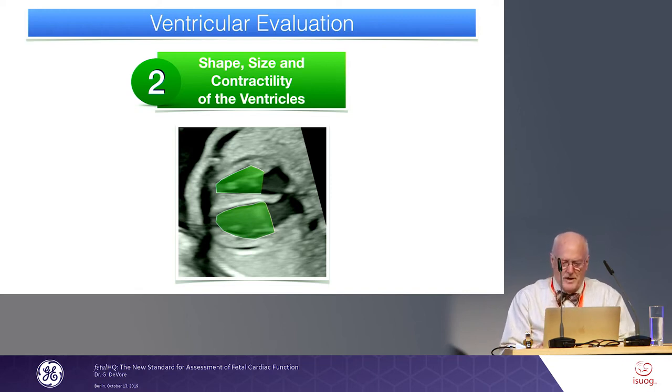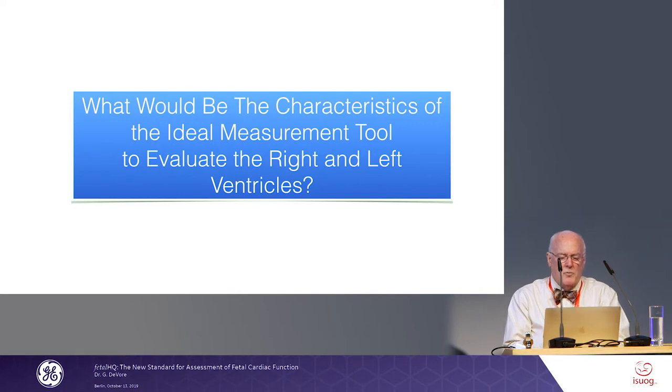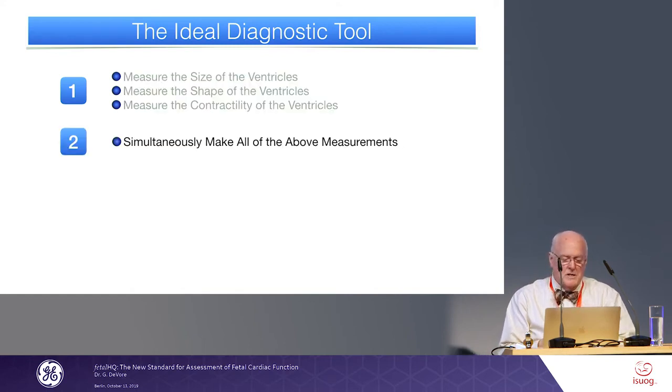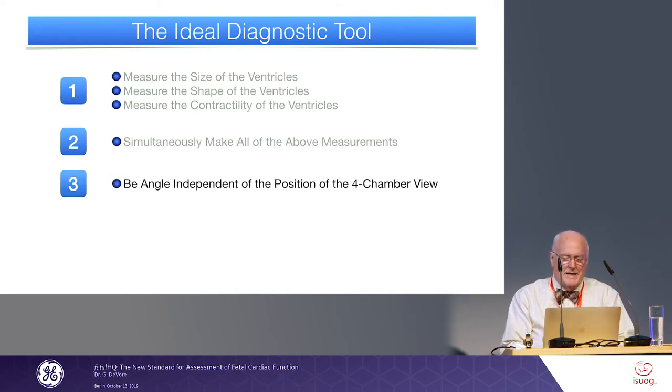So let's begin. So the question would be, what would be the characteristics of the ideal measurement tool to evaluate the right and left ventricles of the fetal heart? What tool could we use? Well, let's look at this. The first would be, I'd like to measure the size of the ventricles. I'd like to measure the shape of the ventricles and the contractility of the ventricles. So I'd like to have those three components. Secondly, I'd like to make these measurements simultaneously, all at once, not have to do multiple measurements.